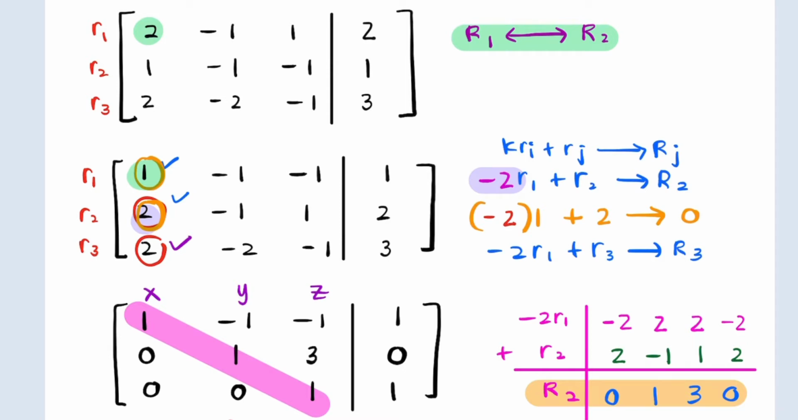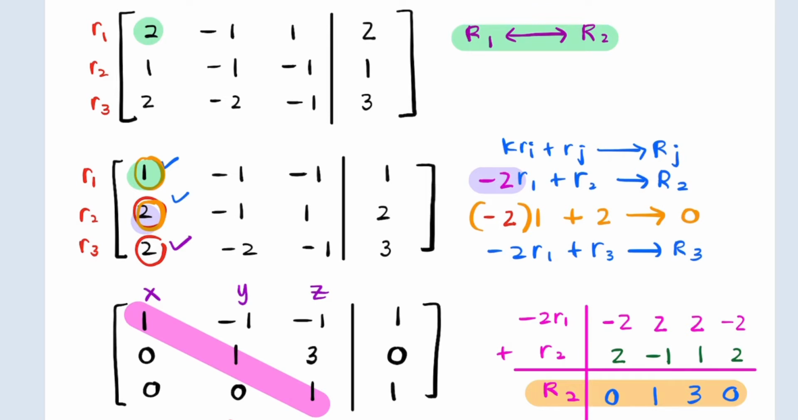So let's see here. Take the whole row 1 and multiply it with minus 2. This will become minus 2, 2, 2, minus 2. And then we want to add them up with row 2. So let's copy and paste row 2 here, and then add them up. This is 0, this is what we want. 2 plus minus 1 is 1. 2 plus 1 is 3. Minus 2 plus 2 is 0. So let's substitute this value here.